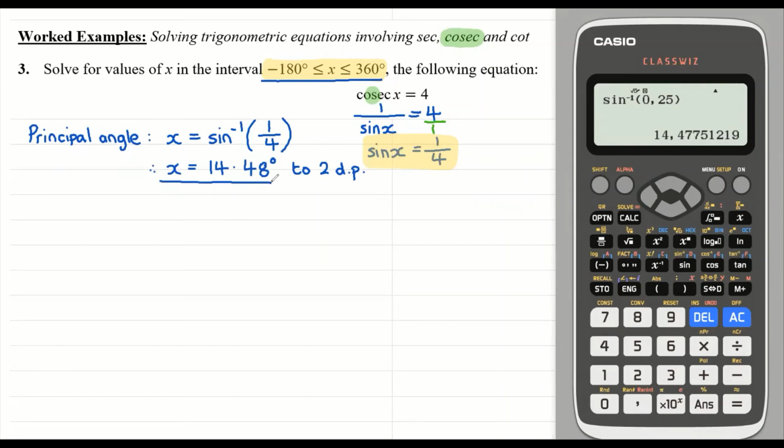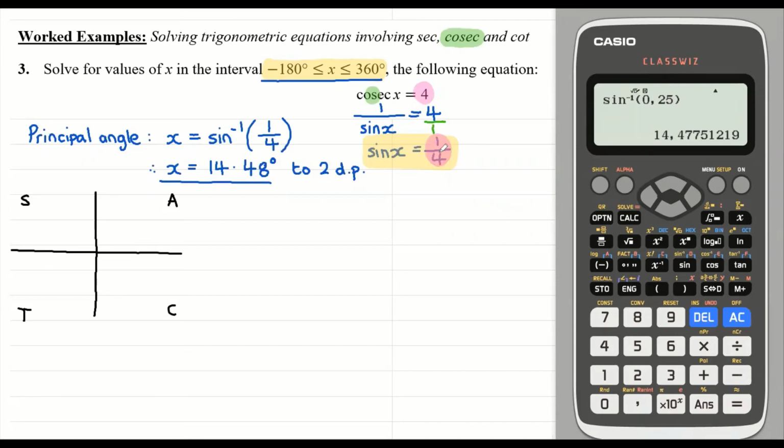Now we've got that, we don't have any adjustments to make to the interval, so we can go straight to the cast diagram now. And let's draw that cast diagram. So we have C, A, S, and T. And now we have to just go back to the question. Now, we did change it from cosec x to sine x, but there was no change of sign involved. This was a positive number, wasn't it? This is a positive 4 and this is a positive 1/4.